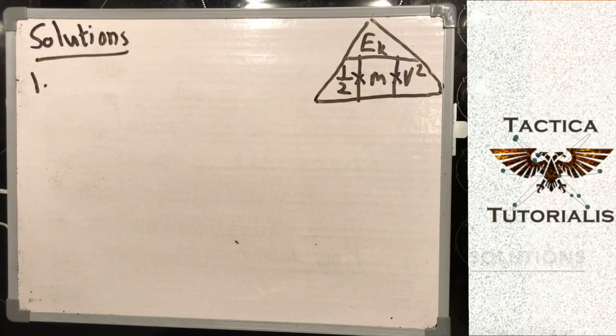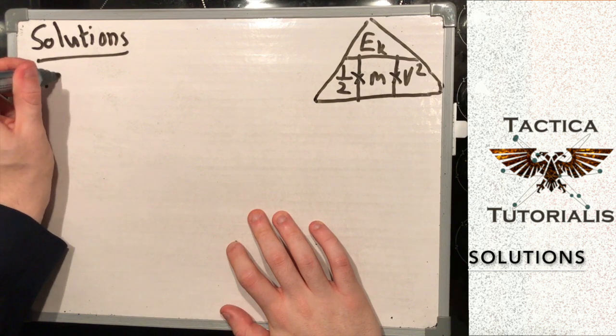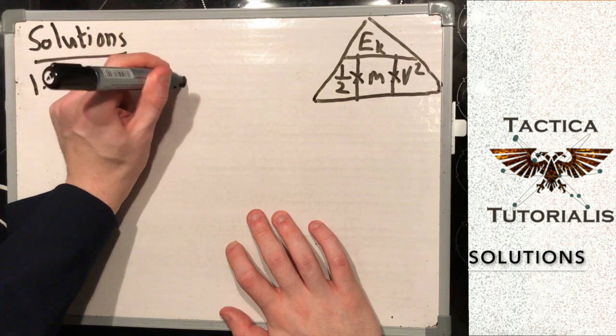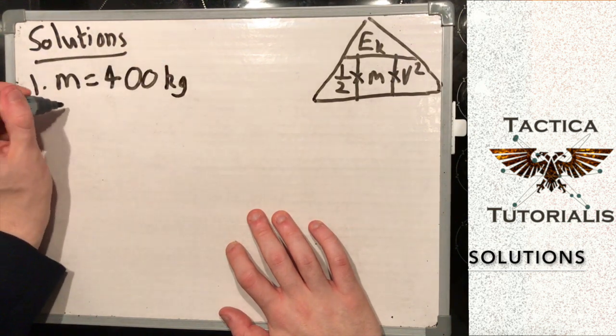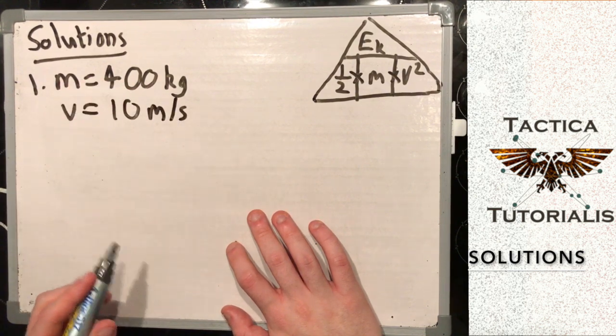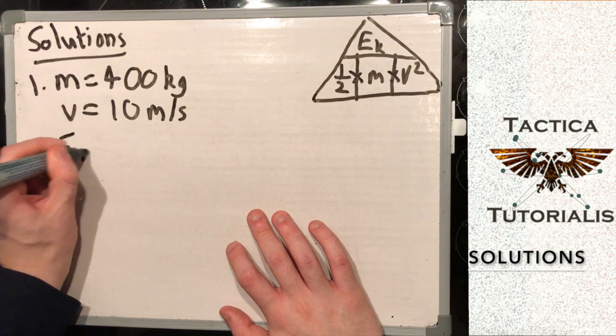Okay, let's go through some solutions, shall we? I hope that wasn't too arduous. You were able to use the video to help you and all the work that we've done up to now. But let's go through the answers and we'll see how we got on together. So the first question talked about a car of mass 400 kilograms traveling at 10 meters per second. You see meters per second, you know that's a speed, so we can say v equals 10. It wants us to work out the kinetic energy.